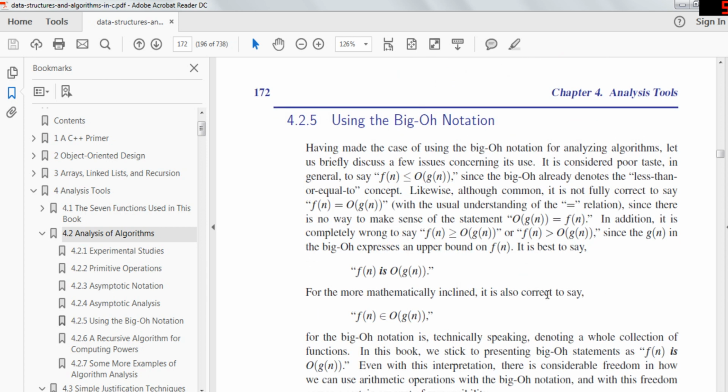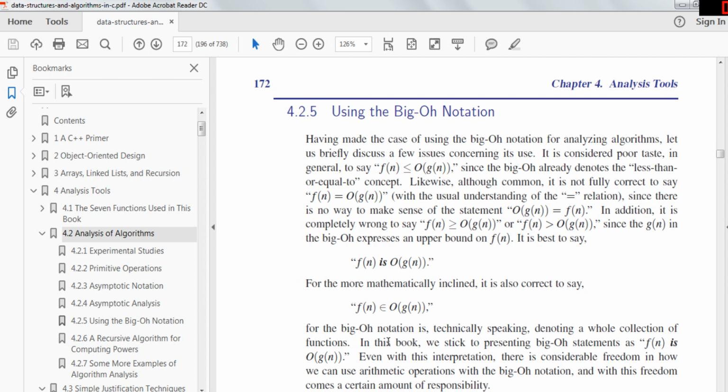Alright, let's use the big O notation. So having made the case of using the big O notation for analyzing algorithms, let us briefly discuss a few issues concerning its use. It is considered poor taste in general to say f of n is less than or equal to big O of g of n, since big O already denotes the less than or equal to concept. Likewise, although common, it is not fully correct to say f of n is equal to O of g of n, since there is no way to make sense of the statement O of g of n is equal to f of n.